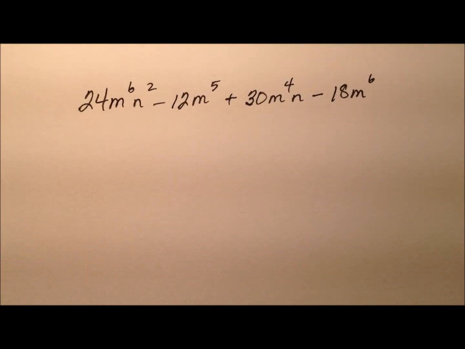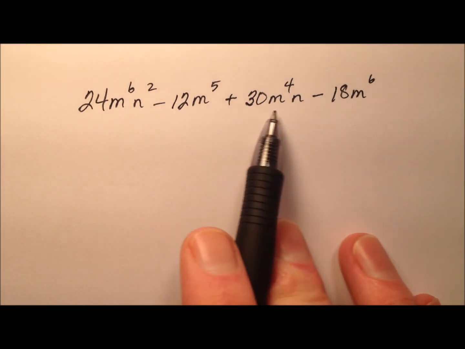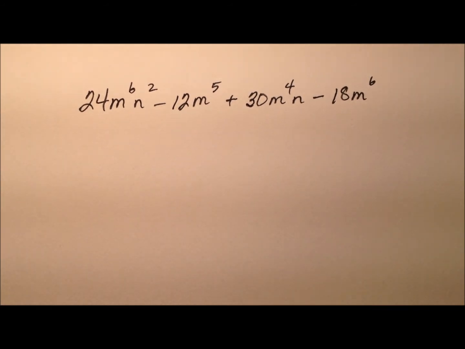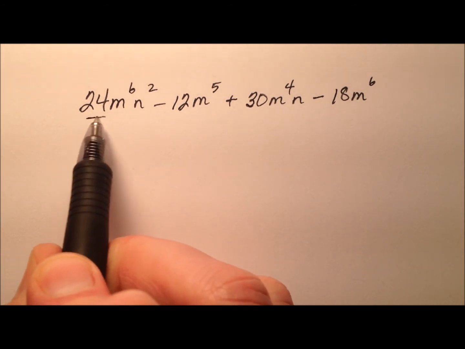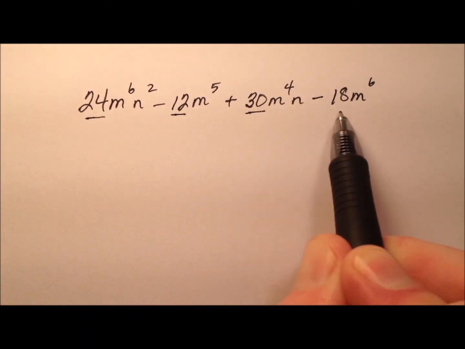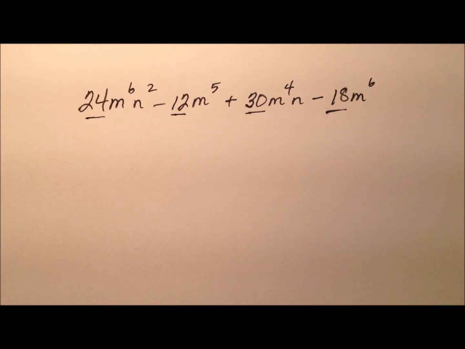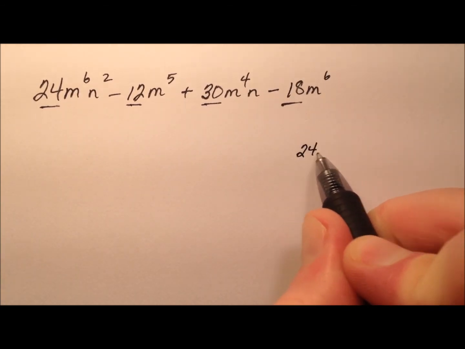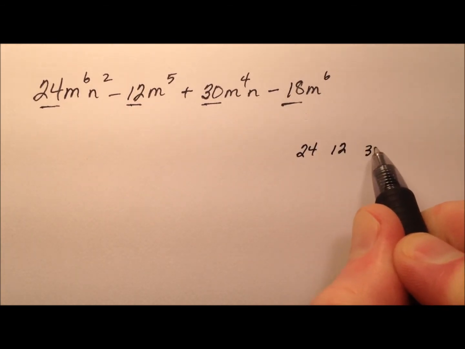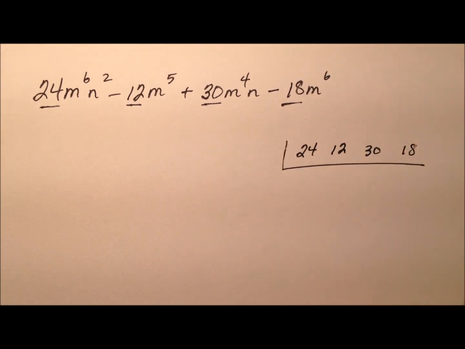In this last example, we're going to go ahead and factor this expression using the greatest common factor. So here we have 4 terms, so let's deal with it numerically first. So 24, 12, 30, and 18. And maybe you're not sure, or maybe there's a lot of terms here, so we kind of need to come over to the side a little bit and work this out. So 24, 12, 30, and 18.